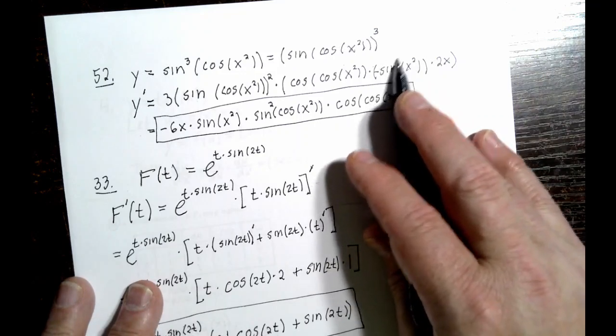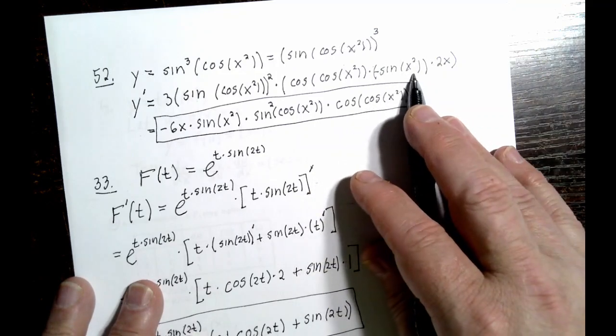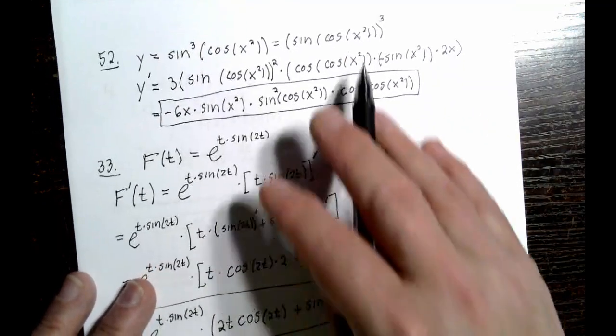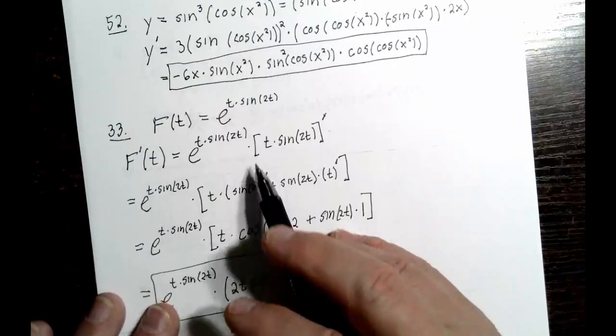Now when you take the derivative of the inside, you're using the chain rule again, and you're taking the derivative of x squared, which is 2x. And you finally get your answer there.